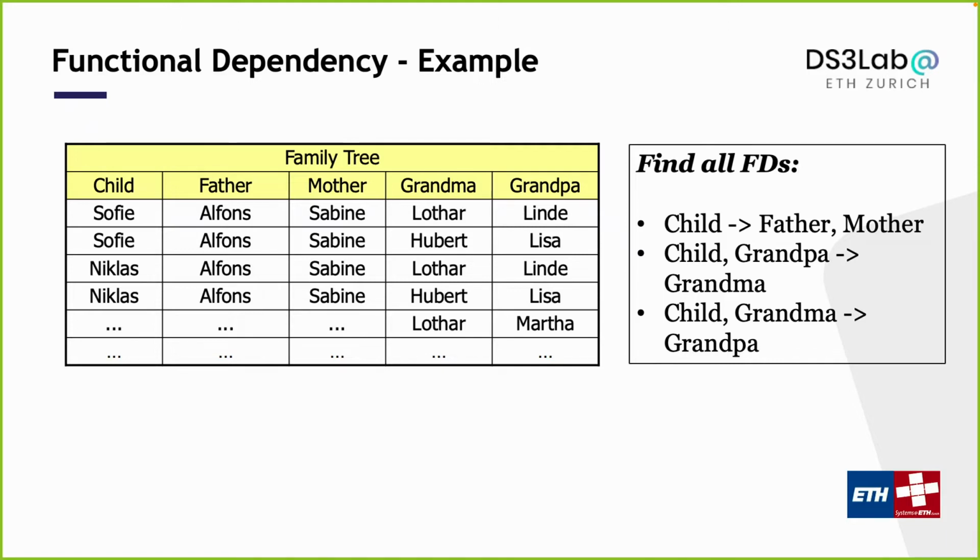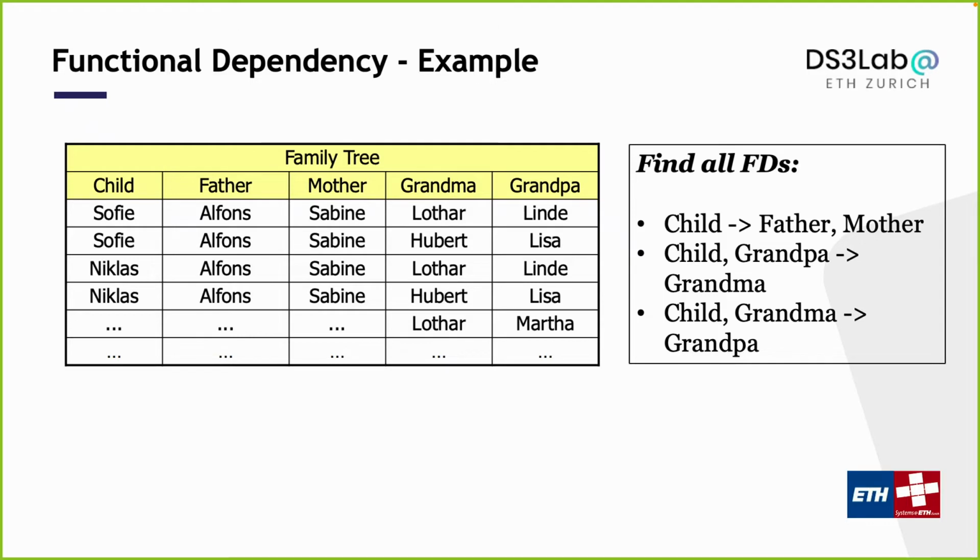So in this case, if you look at child and father and mother, it's essentially in this relation instance, once I know the child, I know the father and the mother, right? I cannot find two tuples about the same child but corresponding to different father and mother pairs. So the first functional dependency is there in this piece of data.